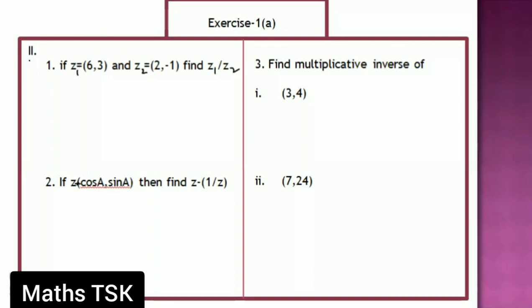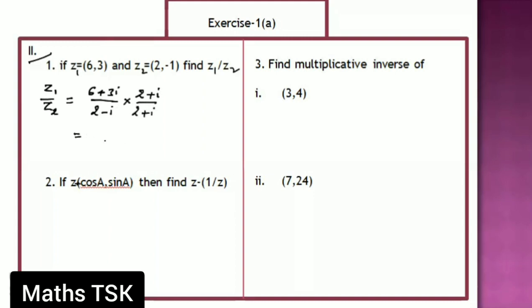Okay. Next, look here. The second problem is given. The first problem is z1 is 6 comma 3, z2 is 2 comma minus 1. What is z1 by z2? How do you write z1 by z2? 6 comma 3 is 6 plus 3i. What is z2? 2 minus i. Multiply and divide by 2 plus i.